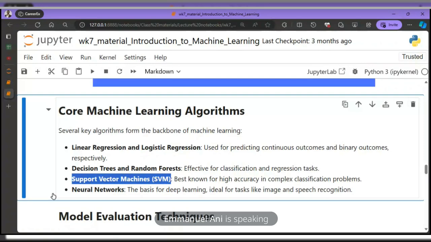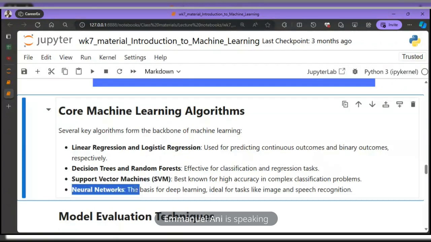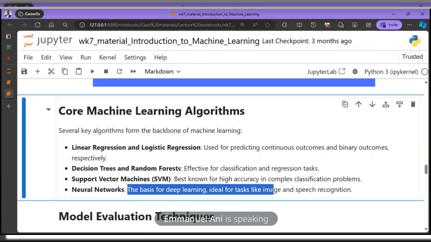So we have neural networks. We're not going to be looking at these ones, but this is an algorithm in machine learning. This neural network has its own classes of algorithms that are under deep learning. These ones are actually even more complex, right? But it's out of the scope of this particular program. But this neural network is what you use in all this AI stuff you are seeing in ChatGPT, basically, right? So this is the basis for deep learning. It's the idea for tasks like image and speech recognition.